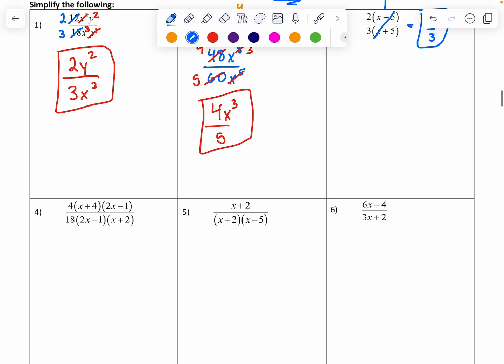Number 4, they've already factored it for us. So again, we're going to look for common factors that we could simplify. So 2x minus 1 over 2x minus 1 equals 1.